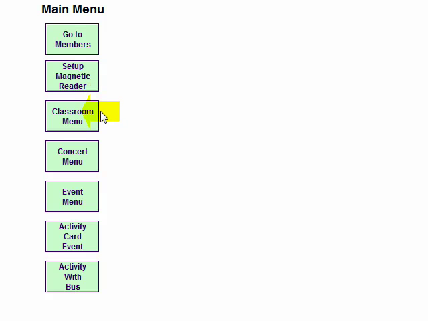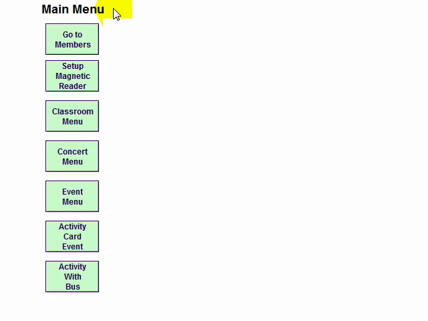Following the Set Up Magnetic Reader button are the 5 options for attendance keeping. The Classroom menu button takes classroom attendance. The Concert menu button takes attendance at concerts and recitals. The Event Attendance button is for attendance at events not requiring an activity card. The Activity Card button is for attendance at events requiring an activity card. And the Activities with Buses button enables you to record attendance at events requiring transportation.